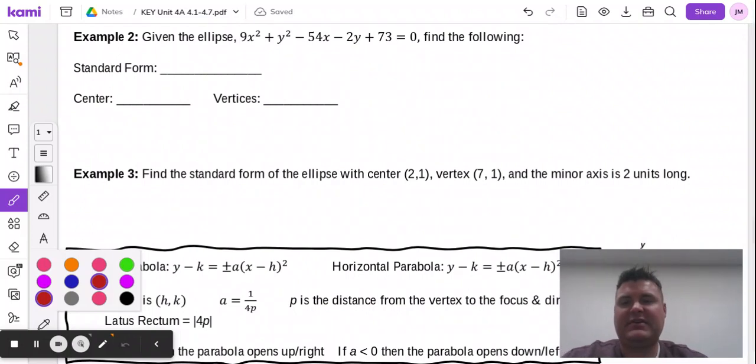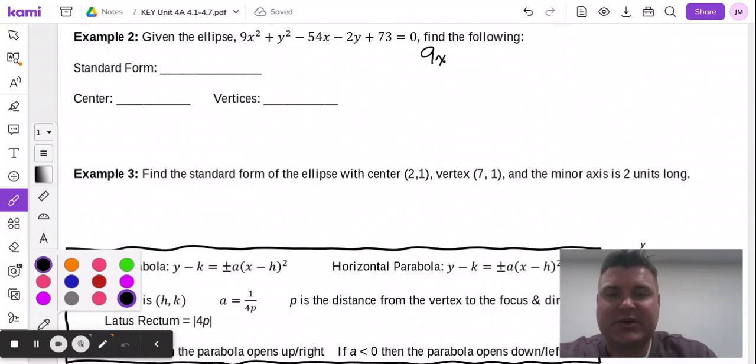All right. Given the ellipse right there, find the following. Find the standard form, we'll do the center, and we'll do the vertices. So this is pretty whacked out. What we want to do here is make this into standard form, so we have to complete the square. So I'm going to rewrite this and organize my x's together.